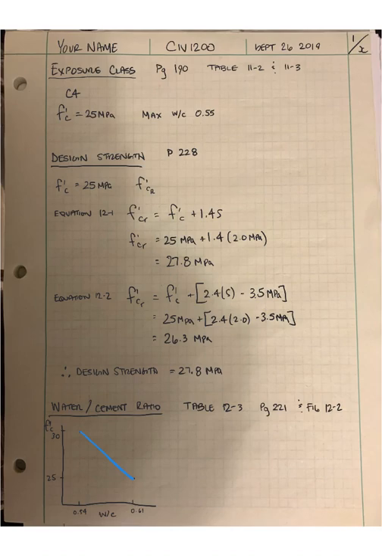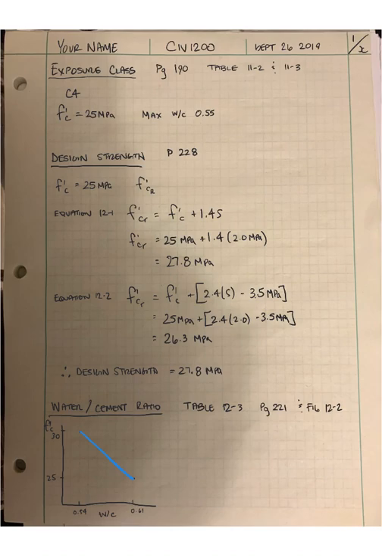So we can do one of two things. We can find the 27.8. So let's go ahead and just erase a couple of things here. So 25, so this is 5 here. Oh, let's redo our line.